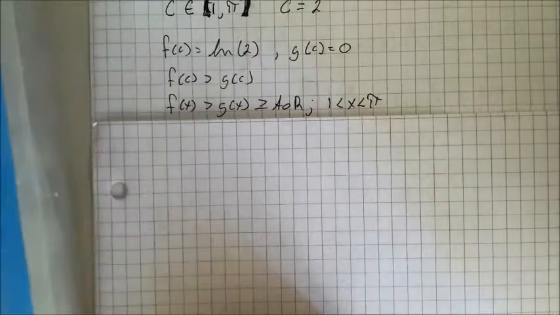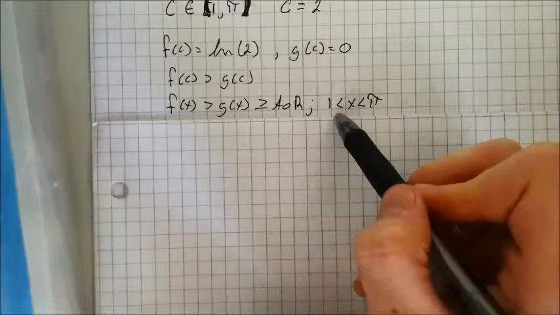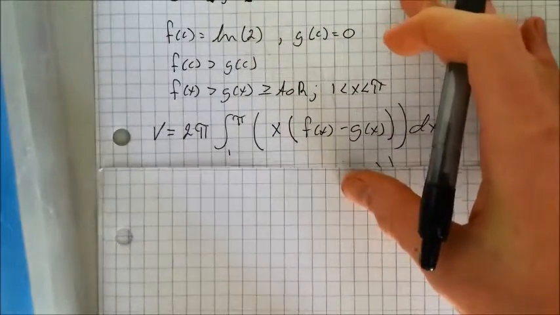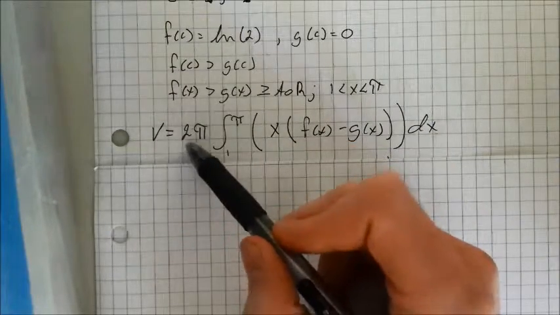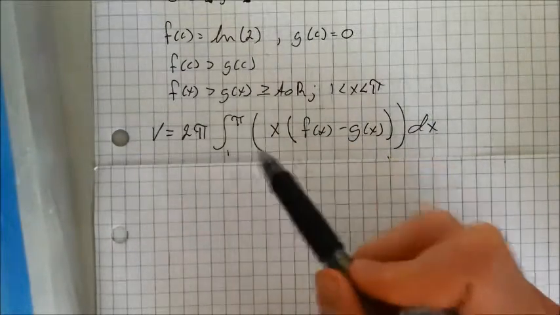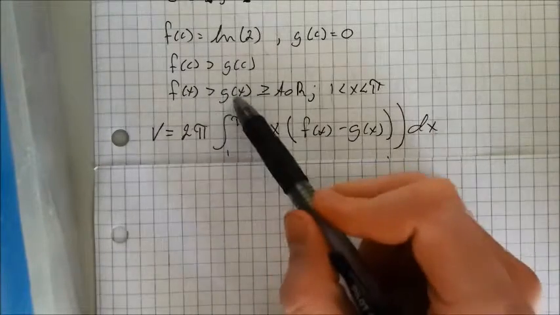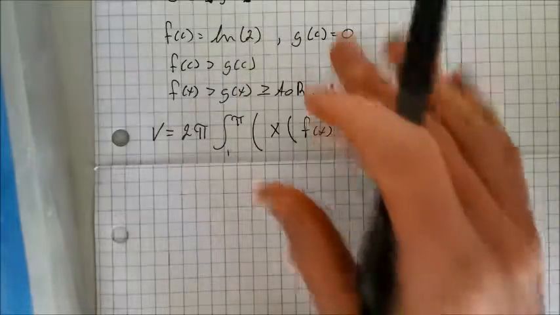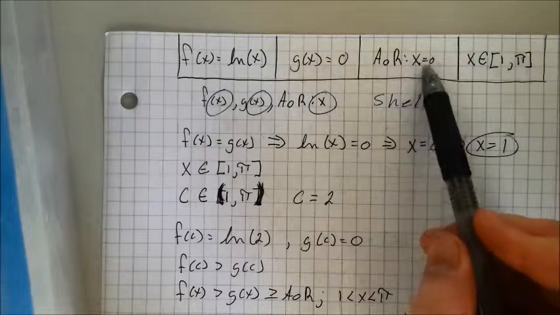Continuing where we left off. Now that we know that f of x is greater than g of x on this interval, we can construct the formula for the shell method. So let's do that. The formula for the shell method is a volume, which is what we're looking for, equals 2 pi times a definite integral of our greater function f of x minus our lesser function g of x times x. And we multiply by x because and only because our axis of revolution is x equals 0.